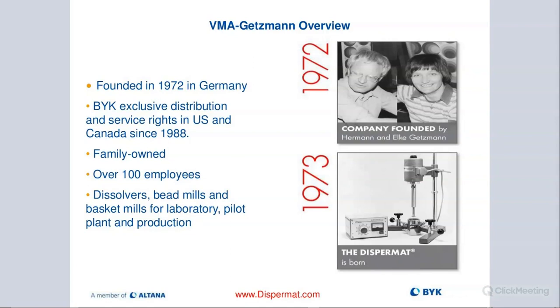BYK has had the distribution rights for North America exclusively since 1988. The company is still owned by the same family. The two kids are running it, Christian and Martin. Over in Germany, they have a total of about 100 employees. That includes also some of the agents that are covering some of the other parts in the world. And they are known to be high-end manufacturers of dissolvers, speed mills, basket mills, and again, everything from the lab space all the way up through pilot and then all the way up to production.